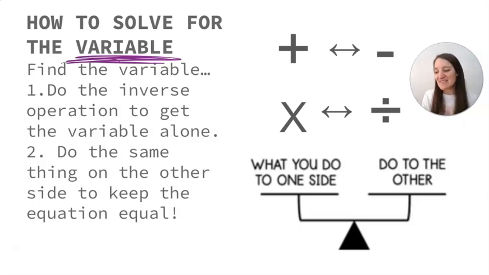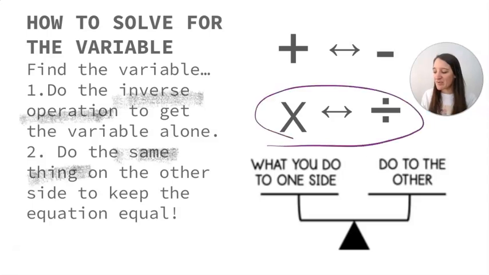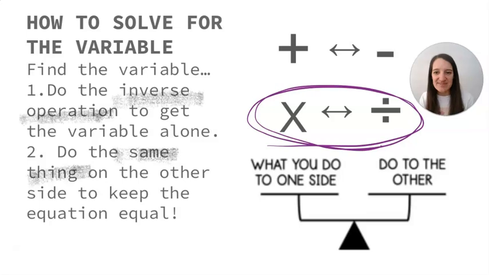So we're going to do the same thing as last lesson. We're going to be finding the variable by doing the inverse operation and then doing the same thing to the other side to keep the equation equivalent. Today, though, 99% of the problems will be multiplication or division problems. So we'll be going back from multiply to divide to multiply.